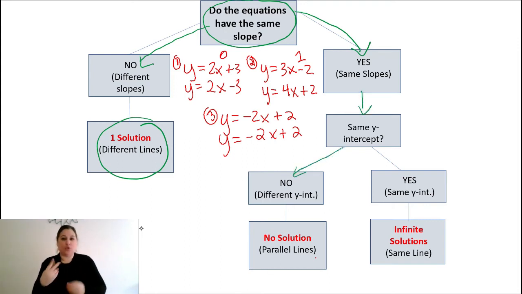If it's no, that means there's different y-intercepts. It means no solution, parallel lines. If it's the same y-intercept, then that means it's the same exact line, so it's infinite solutions. So go ahead and press pause now and try memorizing this flow chart to help guide your thinking, because this is an awesome flow chart to help guide your thinking with this.